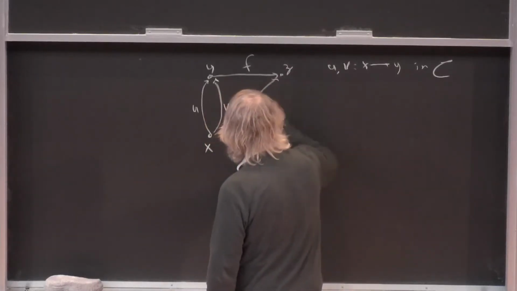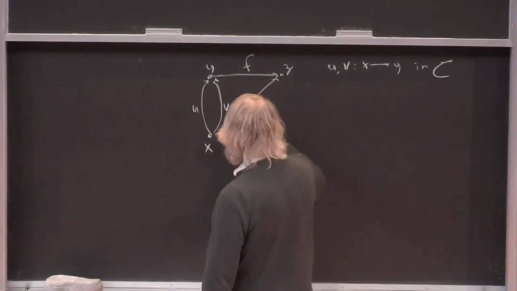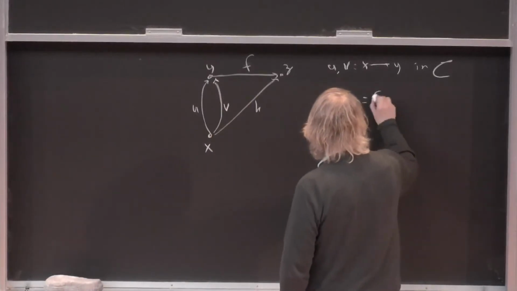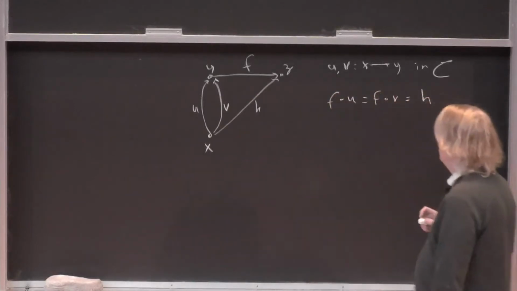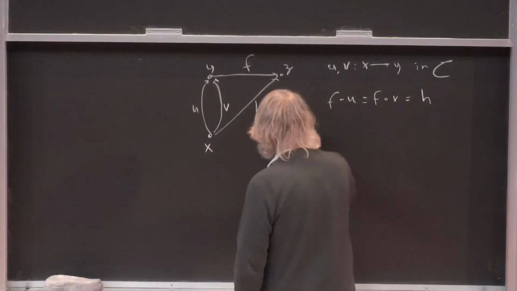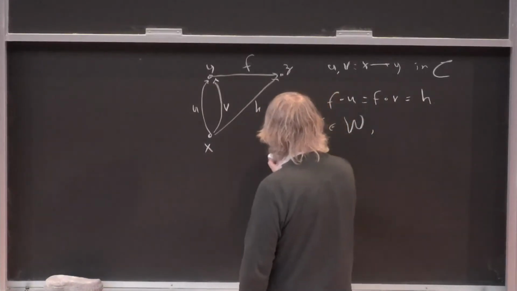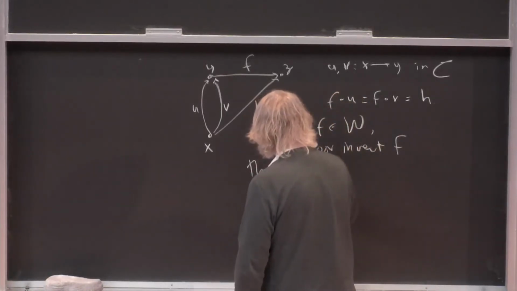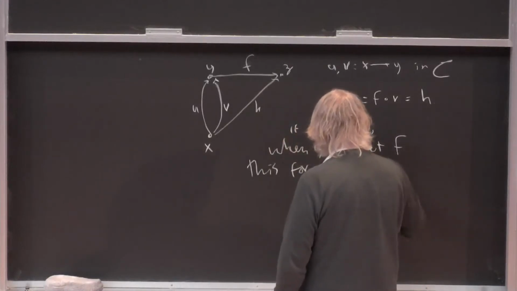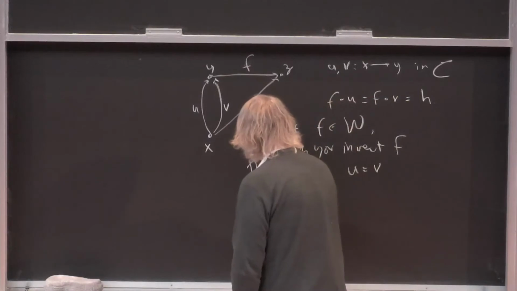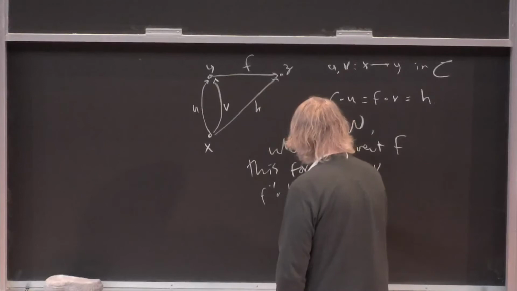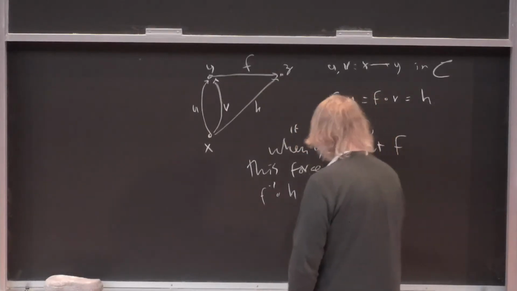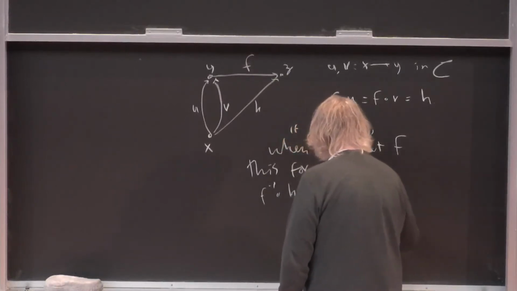Now our category might have the property that the two compositions are the same. So let's call this maybe H. So maybe F composed with U equals F composed with V equals H. Okay. And now if we put F inside W, then when you invert F, this forces you to say that U equals V, right? Because if we take F inverse composed with H, that's going to be F inverse composed with F composed with U, which is U, but it's also going to be equal to F inverse composed with F composed with V, which is equal to V.